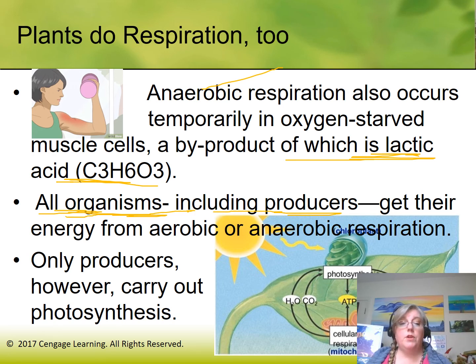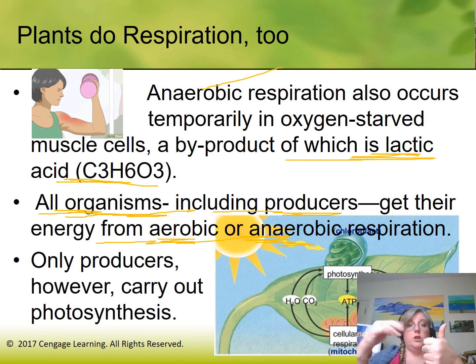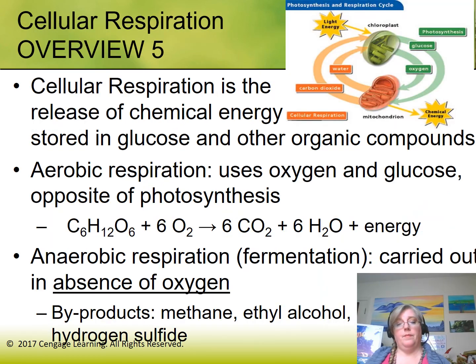But this next part, back to respiration now: all organisms, including the producers, the plants, get their energy from aerobic or anaerobic respiration, one or the other. That includes plants. Like I said, the plants didn't make that glucose for us. They made it for themselves. They do photosynthesis so they can do respiration. We only do respiration. That's why we have to steal it from them. We only do respiration, but the plants do both. Only the producers can do photosynthesis. That's why we have to steal it. Well, it's not steal it. That's just why we have to eat.